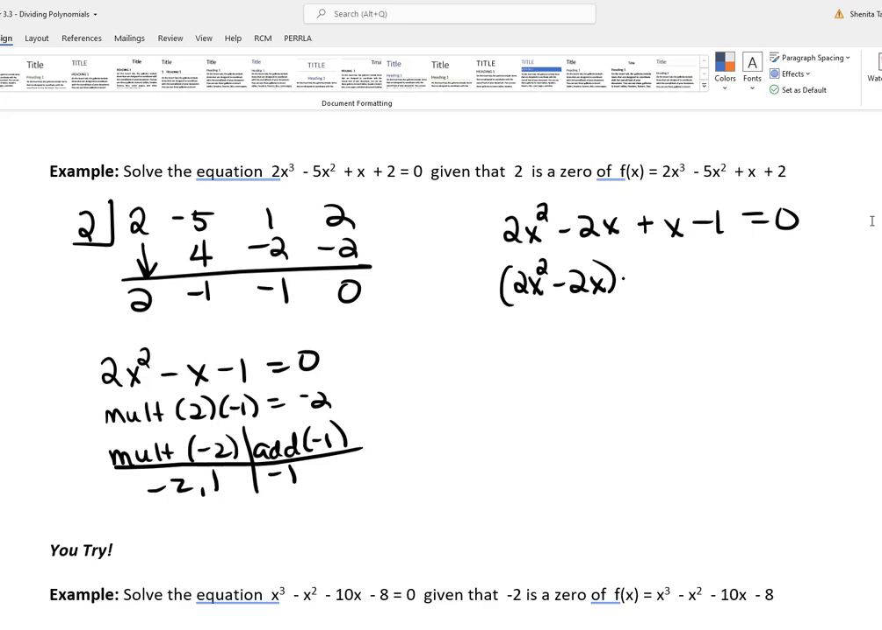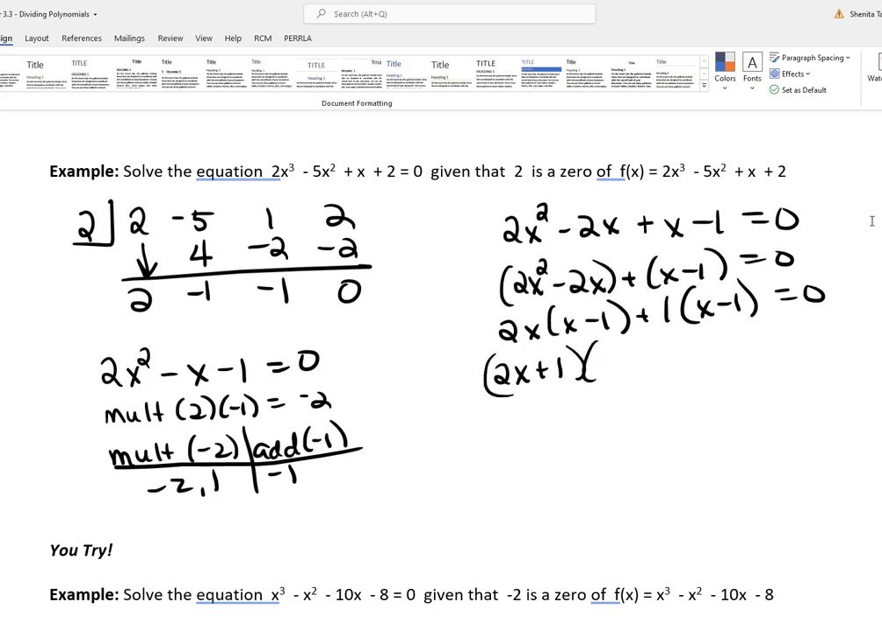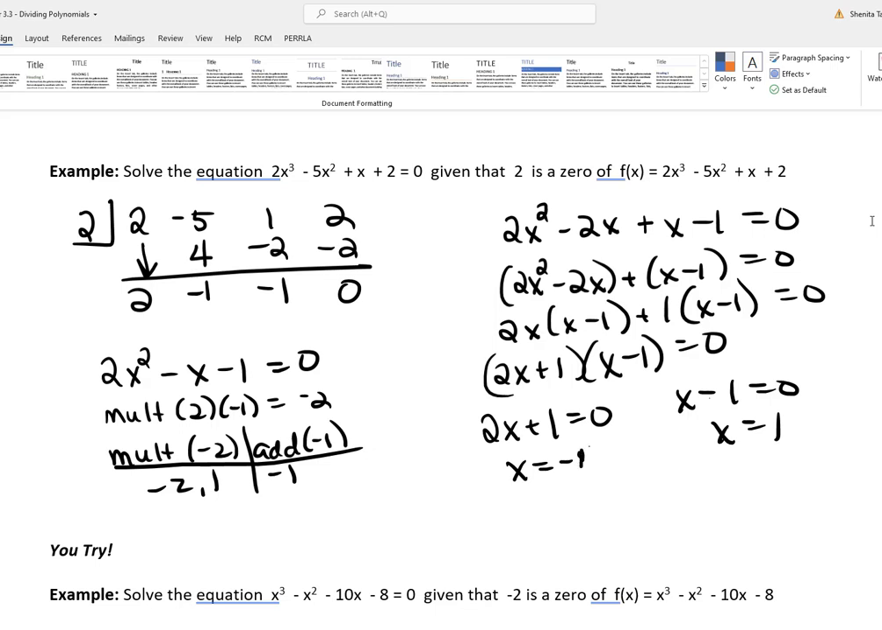Group the first two, group the second two. I can factor out a 2x from the first group. I'm left with an x minus 1. And in the second group, the only thing I can factor out is a 1. That leaves me with 2x plus 1 times x minus 1 equal to 0. You're going to set each one equal to 0 and solve for x. You get x is 1 here. You get x is negative 1/2 here. So my zeros are negative 1/2, 1, and the 2 from before.